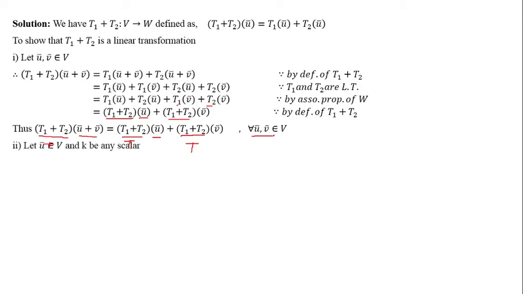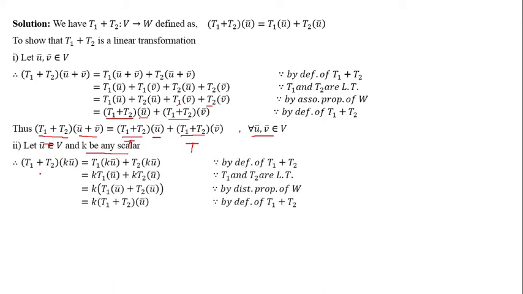Let's see the second condition. Let U bar belong to V, an arbitrary vector, and k be any scalar. Then T1 plus T2 operating on k U bar. So apply the definition of T1 plus T2. First operate T1 on k U bar plus T2 operating on k U bar. Again use the property of linear transformation.